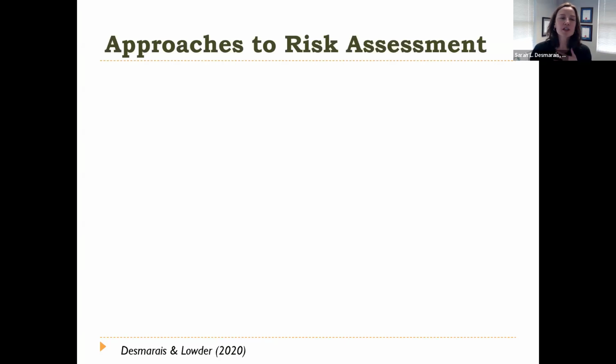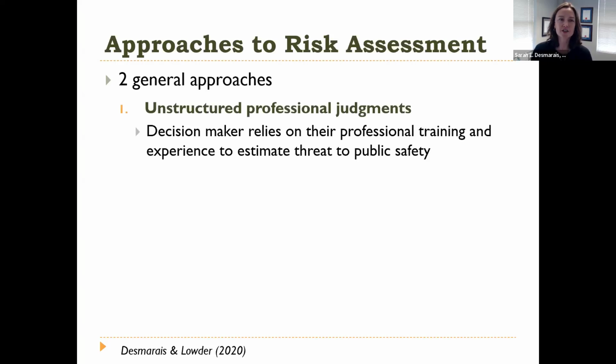So there can be, generally speaking, two broad approaches to risk assessment. The first would be unstructured professional judgment. Arguably, if you're not using an instrument already, this is likely what you're doing. So unstructured professional judgment is where the decision maker relies on their professional training and experience to estimate threat to public safety or violence or suicide or whatever.